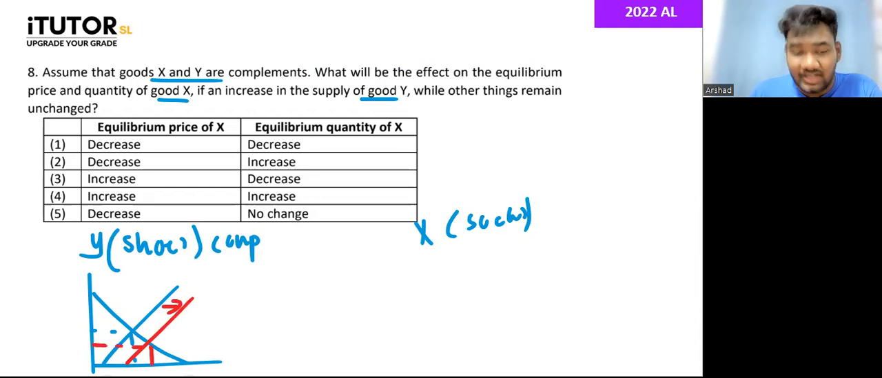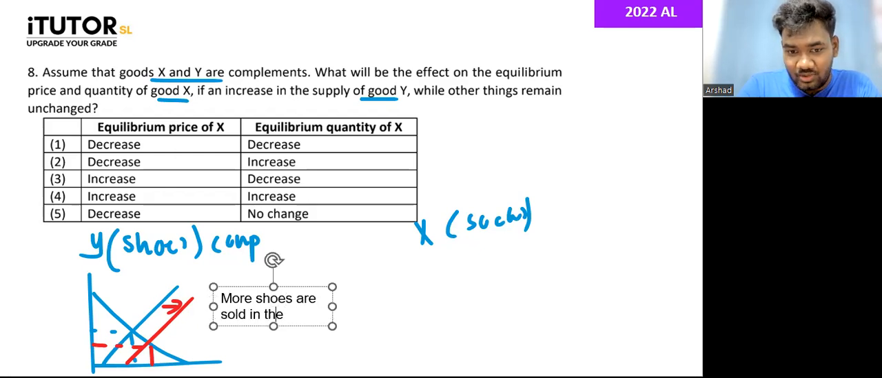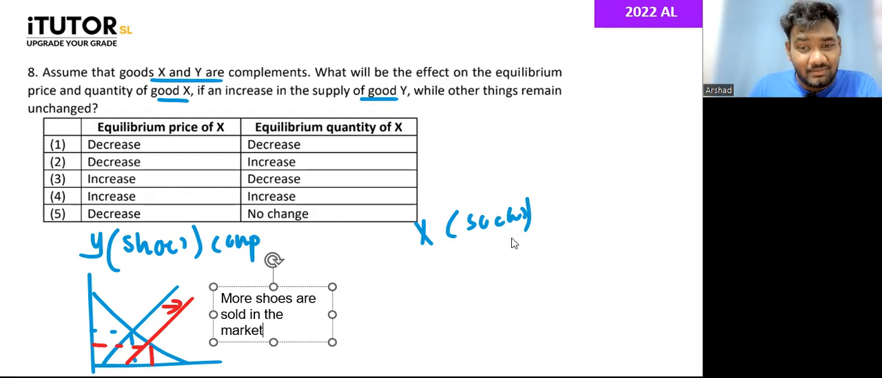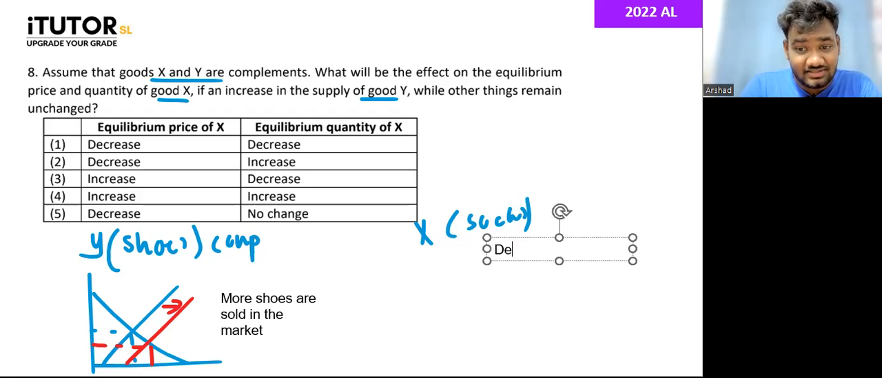So what can you tell about the quantity of shoes purchased in the market now? Think and tell me, guys. The supply of shoes is increasing, right? So can you just look at the equilibrium diagram there? What is happening to the amount of shoes sold in the market? More shoes are sold, right? More shoes are sold in the market. So what would happen to the socks market? What will happen to the demand for socks? The complement. Demand for socks also will increase.